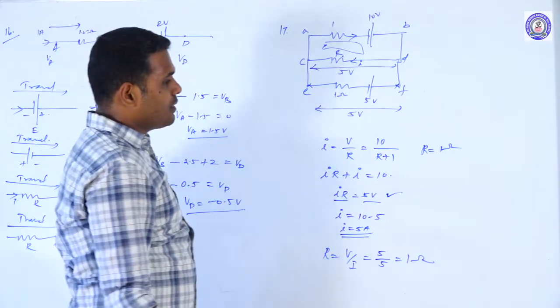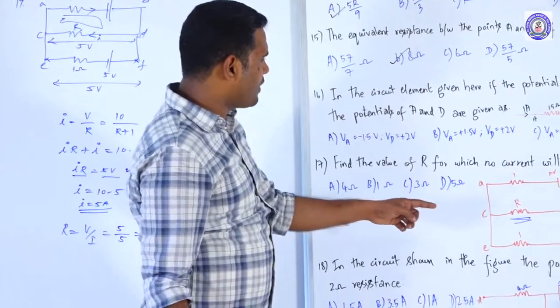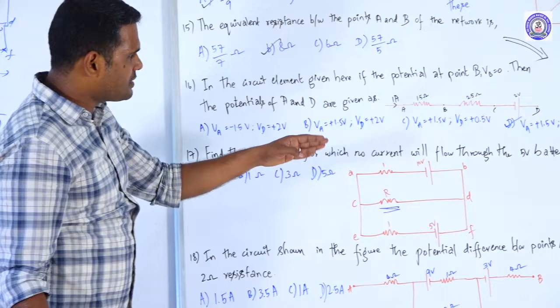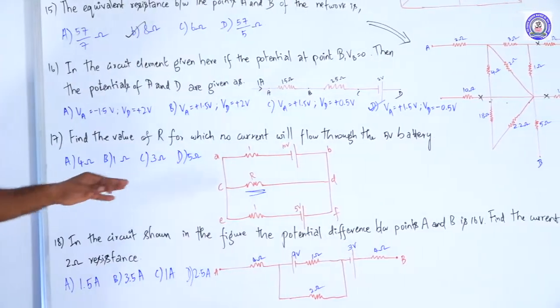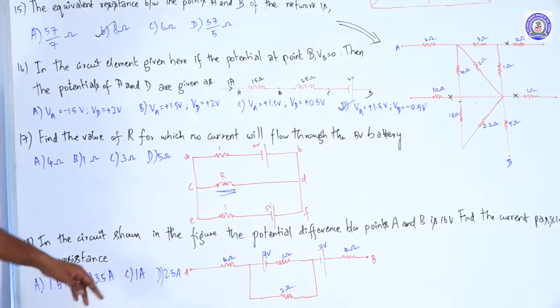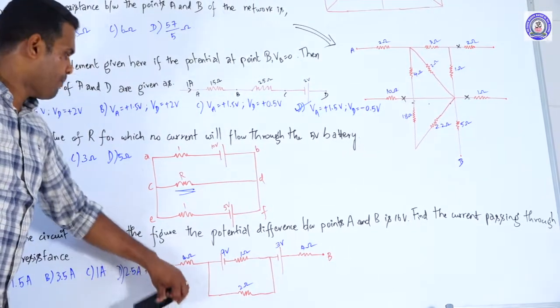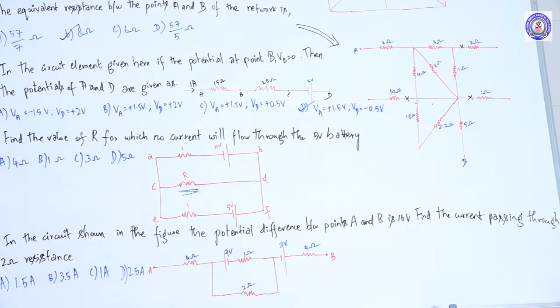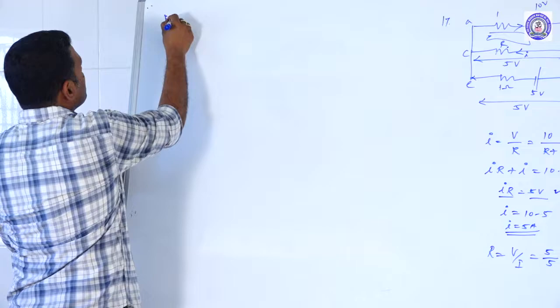Now, question number 18. In the circuit shown in the figure, the potential difference between points A and B is 16 volt. Find the current passing through 2 ohm resistance. They are asking you to calculate the current flowing through 2 ohm resistance. You have to apply Kirchhoff's law here. Kirchhoff's voltage law. Question number 18.